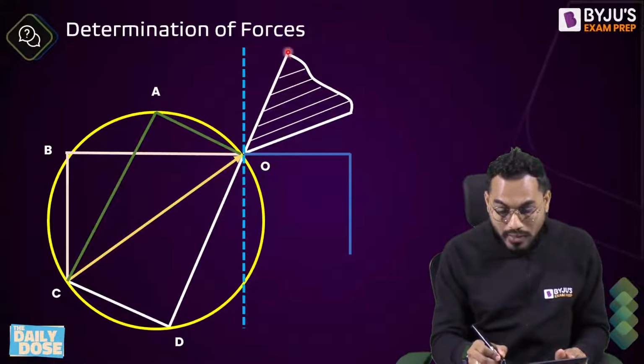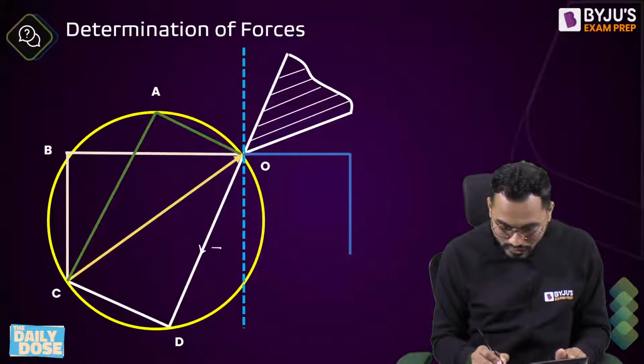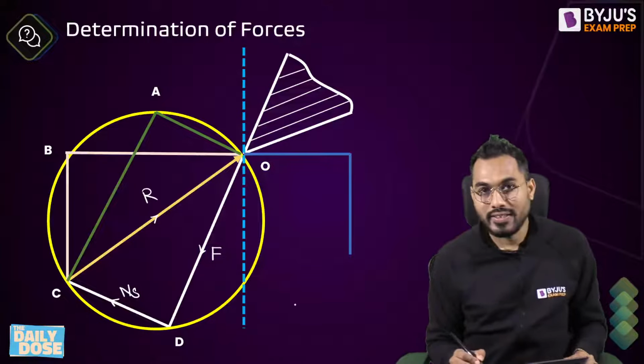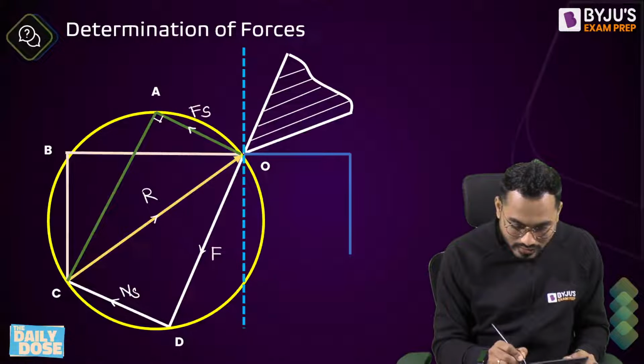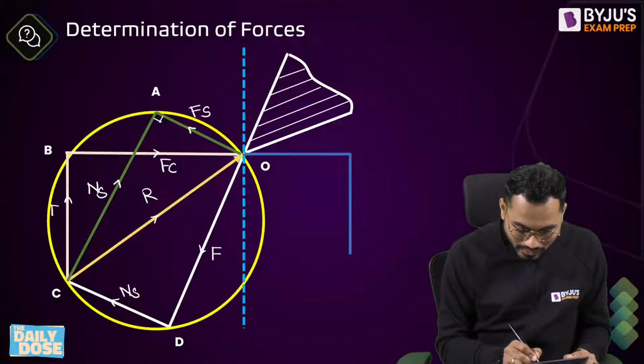So, along this rake surface, there is a friction force acting. So I can write down here, this is exactly equal to friction force F. Normal to friction force, there will be a normal force acting. A resultant of that is exactly equal to R. Along the shear plane, shear force is acting. So I'll say that this will be shear force S. And normal to that, there will be normal to shear force NS. This is exactly equal to my cutting force FC, and this is exactly equal to my thrust force FT.